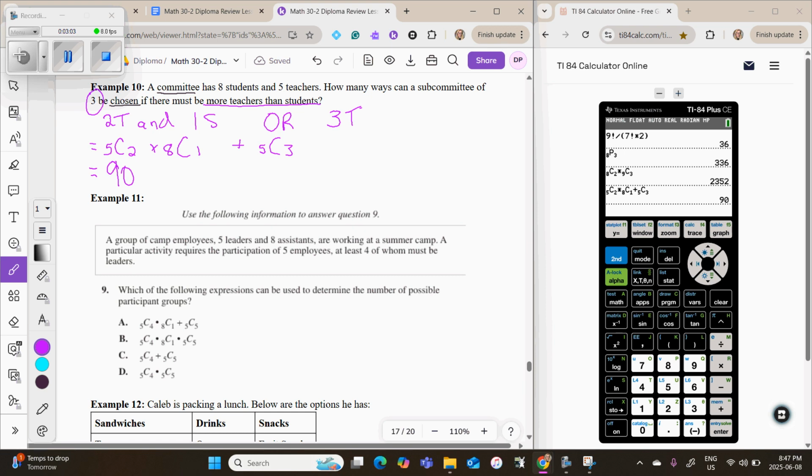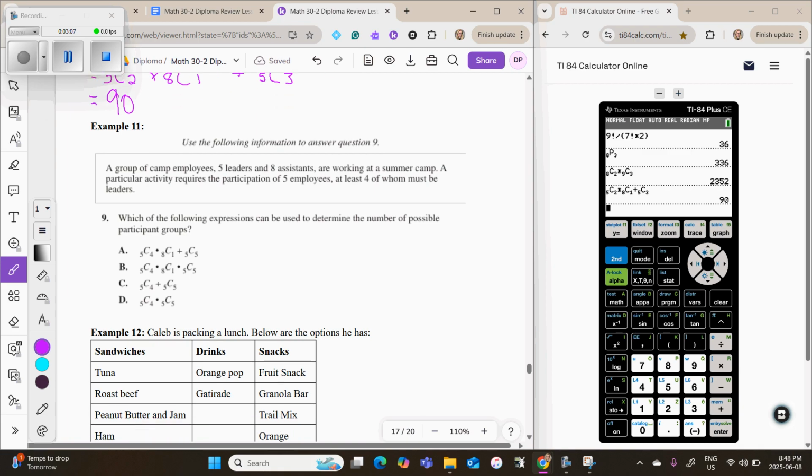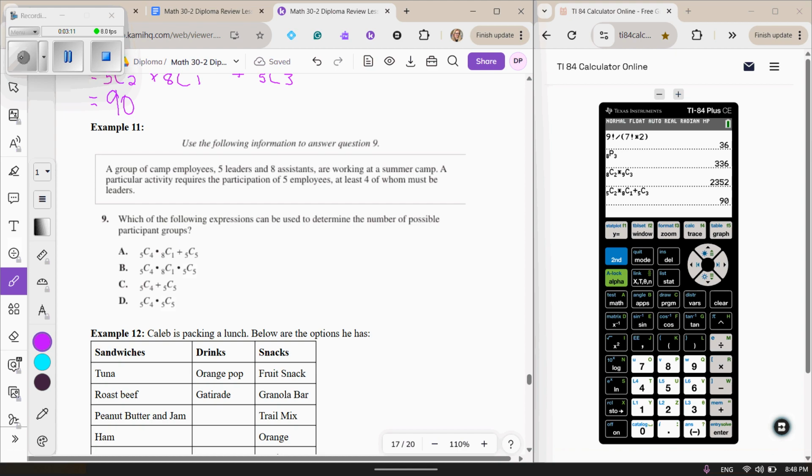All right, next example. A group of camp employees, 5 leaders and 8 assistants, are working at a summer camp. A particular activity requires the participation of 5 employees, at least 4 of whom must be leaders. So they're choosing participation for an activity.